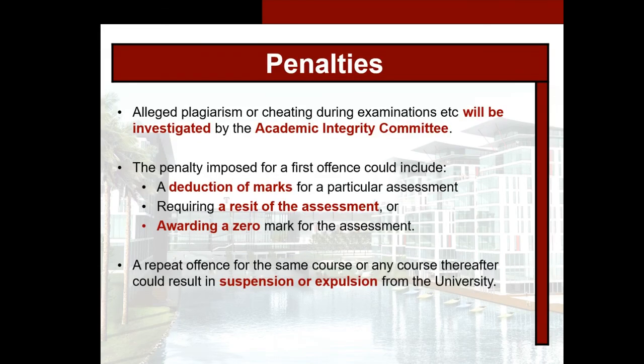Penalties. All the plagiarism or cheating during examination will be investigated by the Academic Integrity Committee. The penalty will be imposed for the first offense. For example, there will be the deduction of marks for a particular assessment, and then students are required to resit for an assessment, or student will be awarded a 0 mark for the assessment. A repeat offense for the same course or any course thereafter could result in suspension or expulsion from the university.